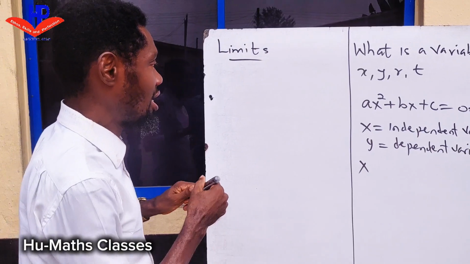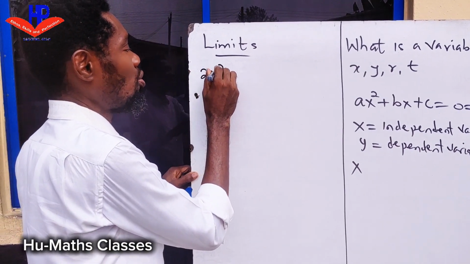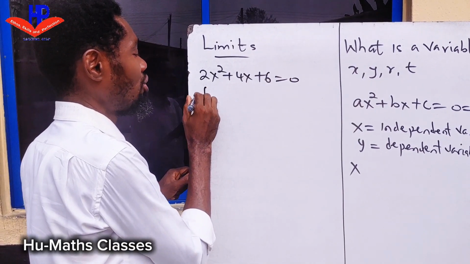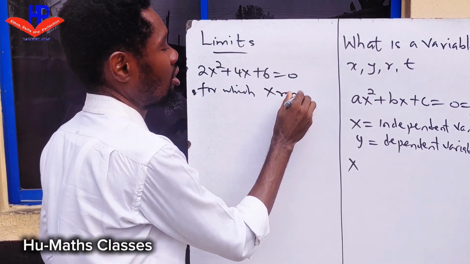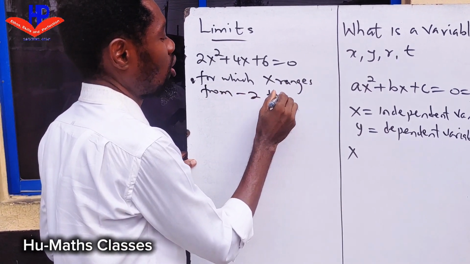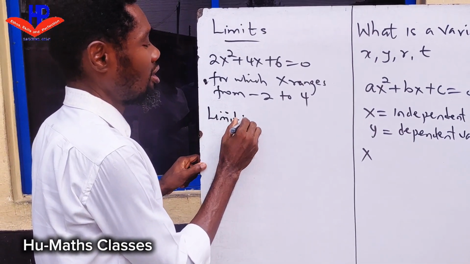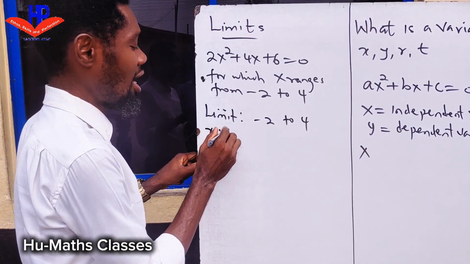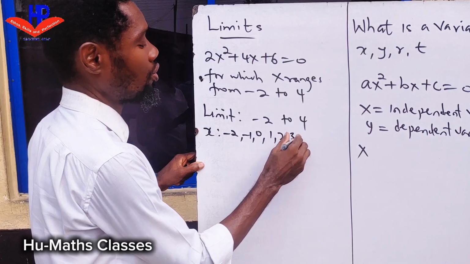For instance, you may be asked to solve 2x raised to the power 2 plus 4x plus 6 is equal to 0, for which x ranges from -2 to +4, for example. So the limit of x in this case is from -2 to +4. So I'll be writing x as -2, -1, 0, 1, 2, 3, 4.